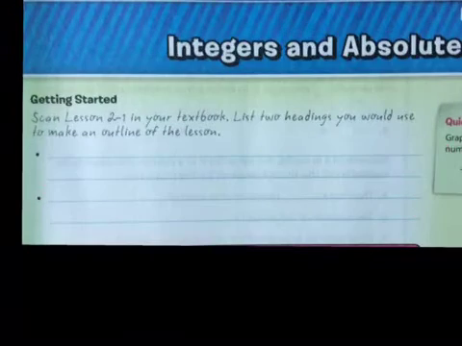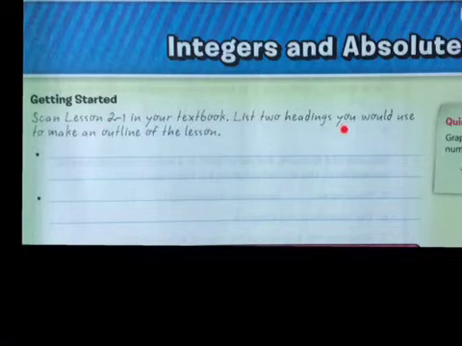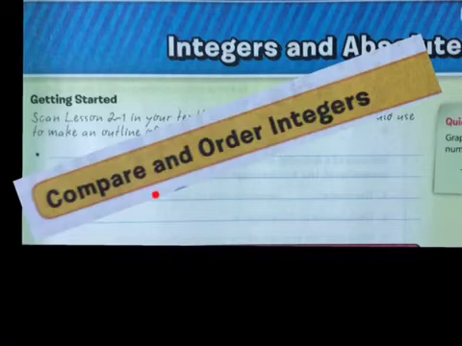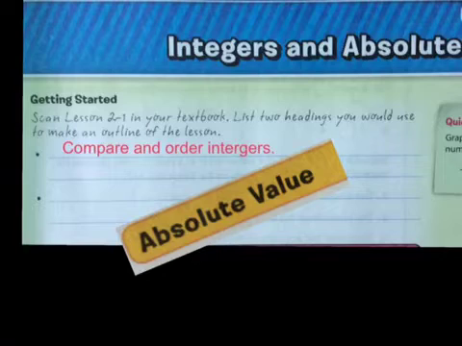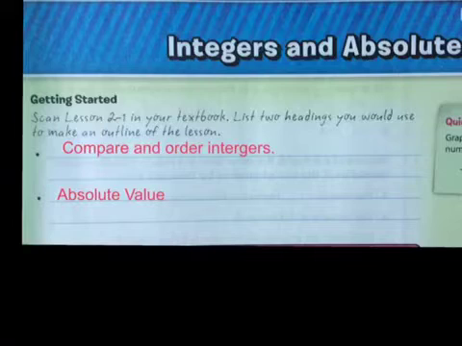Let's get started. As always, we're asked to scan lesson 2-1, or the lesson in your textbook, and list two headings you would use to make an outline of this lesson. So really we're looking for the focus. When we look through the lesson, we are asked to compare and order integers and to evaluate expressions including absolute values. So this is really the two focuses in our lesson today: to compare and order integers, which are numbers, negative or positive whole numbers, and absolute value, the number of spaces from 0 to the number, either negative or positive.